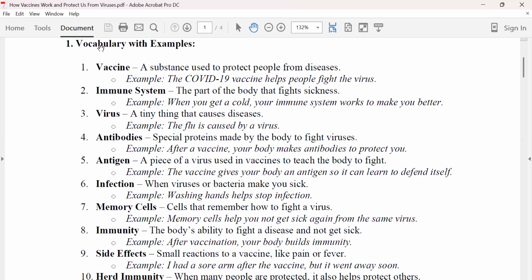Sorry, can you repeat again? Yeah, I just told you that when you inject the antigen, which is a part of the virus that they break down to make the vaccine, your body will create memory cells that know this is the thing they have to fight. So that is what we call memory cells, the cells that can remember how to fight the virus.